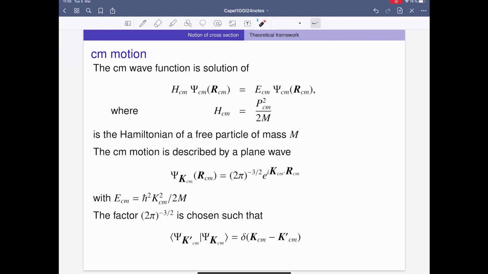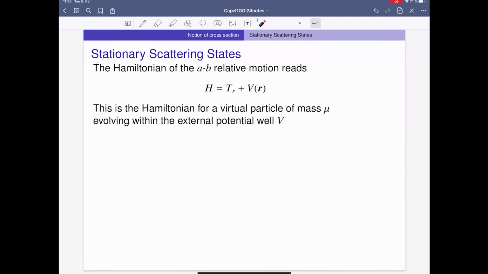It all means that the whole physics depends only on the relative motion between the two particles, which of course fully makes sense to us, but it explains where it comes from. So the Hamiltonian has a kinetic term plus a potential, and that kinetic term corresponds to the motion of a virtual particle of mass, which is the reduced mass of the two particles. Just to make sure, I repeat the definition: it's ma mb divided by the sum of the masses, ma plus mb. It's a virtual particle that does not really exist, but it has a reduced mass, and it evolves in an external field, which corresponds to the interaction between the two particles.